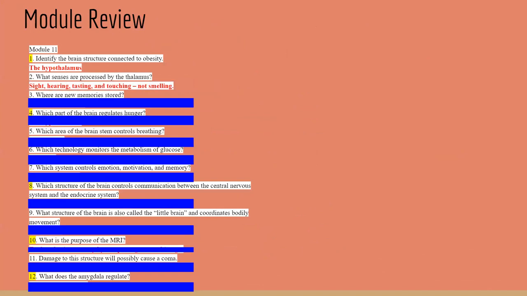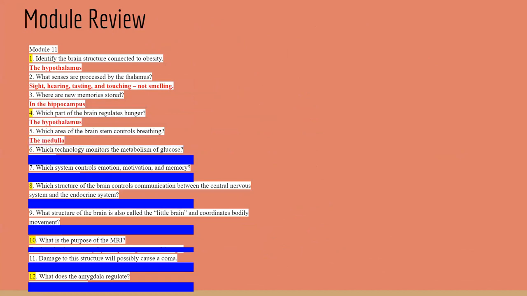Where are the new memories stored? At least I said that. Hippocampus. What part of the brain regulates hunger? That's the same as number 1. Which area of the brain stem controls breathing? That's medulla. What technology monitors metabolism of glucose? Remember, glucose is sugar and sugar is in milk. Sugar and milk is pet milk.